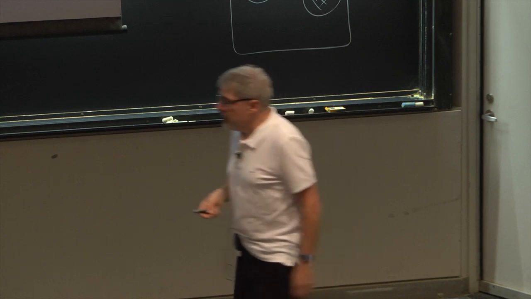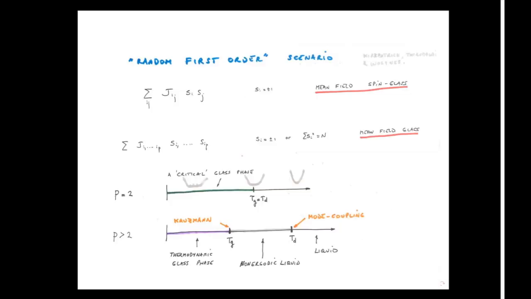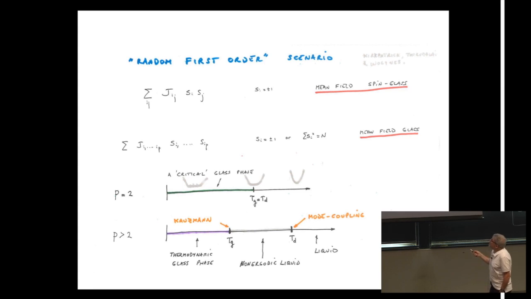Okay? So this is a bit out of line with what I'm going to continue to do, but I think that it's a nice thing to say. Okay, so random first order scenario. My talk is going to mainly be about this, about mean field models of glasses. So the random first order scenario was born again.